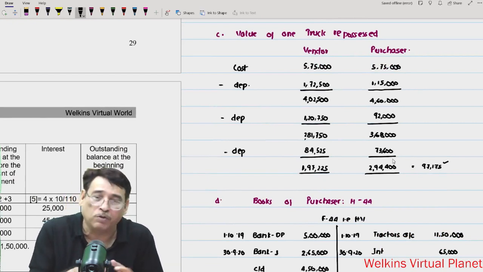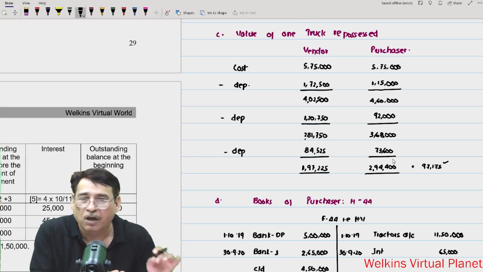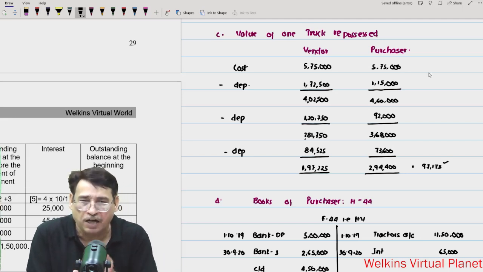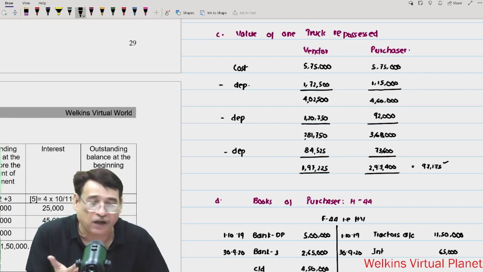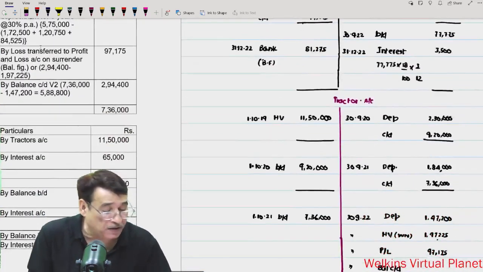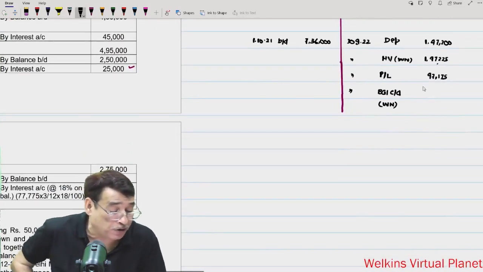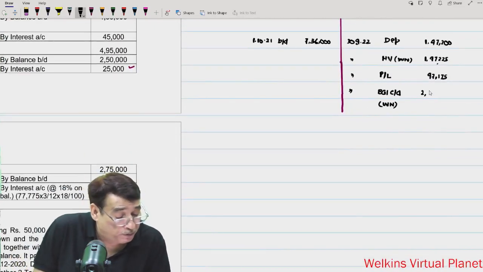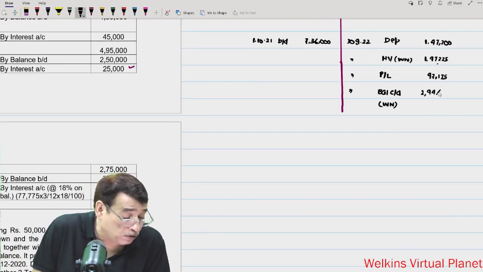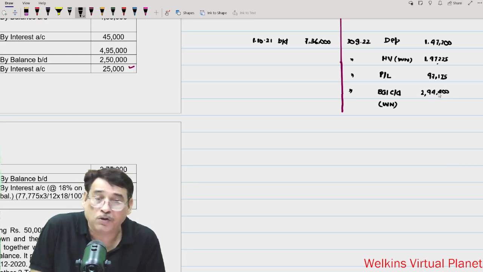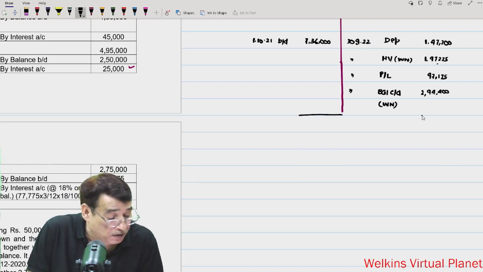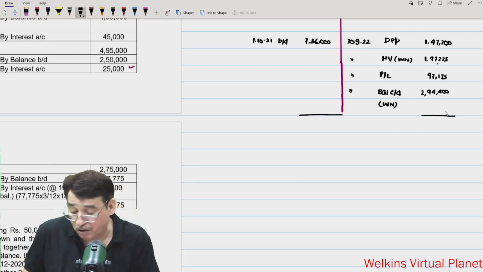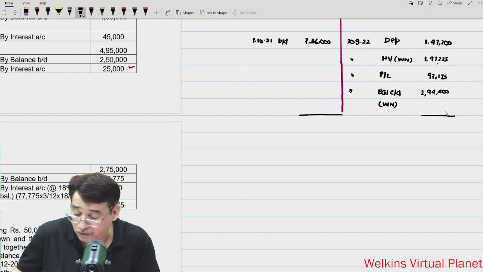Suppose if I'm going to do the computation, first of all, I'm going to write cost 5,75,000 because that is the cost of one truck. Then I'm going to provide depreciation. So same figure, we will get 2,94,400. So that is the reason I avoided in this particular question computation of value of the truck retained, 2,94,400. You can also get it as a balancing figure also. If you balance it, then you will get the same answer. Is it clear to you? So this was interesting question, as I told you, correct?